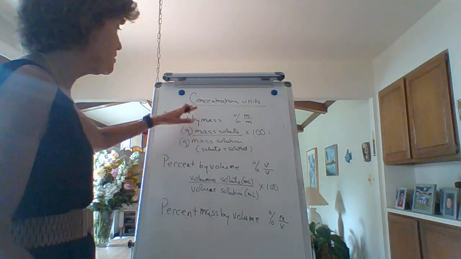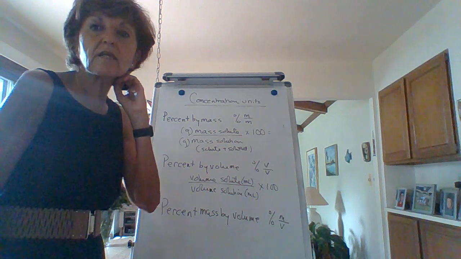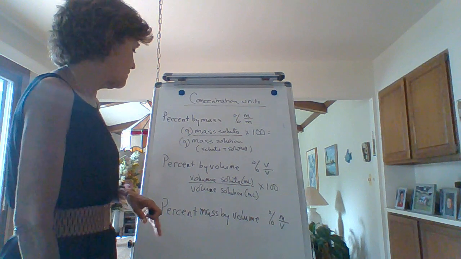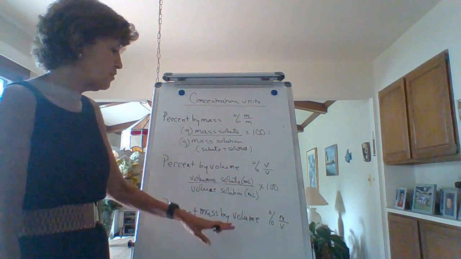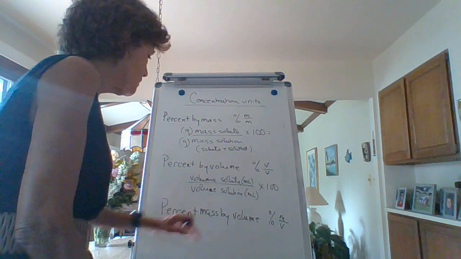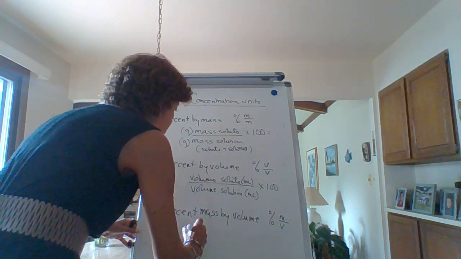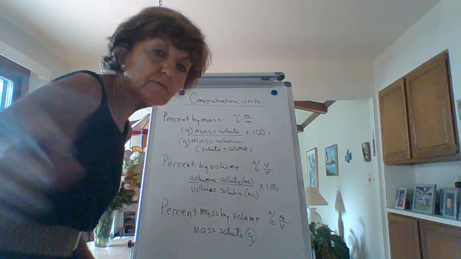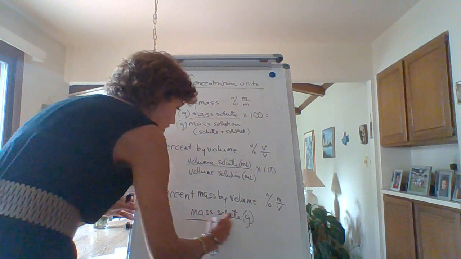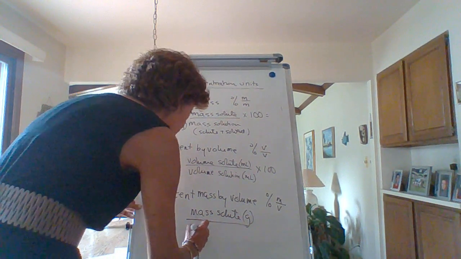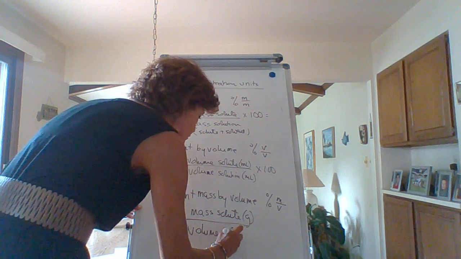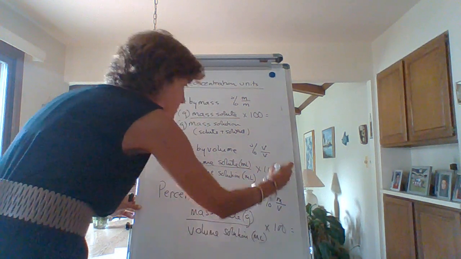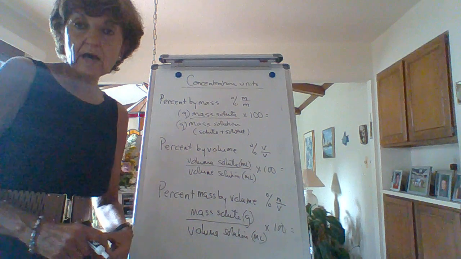Percent mass by volume, and then these are used in different scenarios. Some are used in clinical settings, some are used in labs. In labs, we tend to do percent by mass. In clinical settings, they tend to do either by volume or mass by volume. So percent mass by volume is basically the mass of the solute in grams, divided by the volume of the whole solution in milliliters, times 100. Okay, so that's how you calculate them.